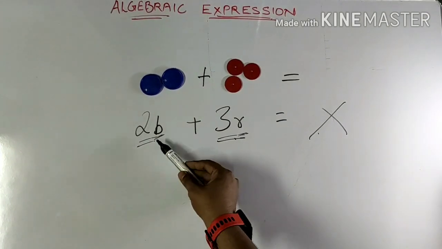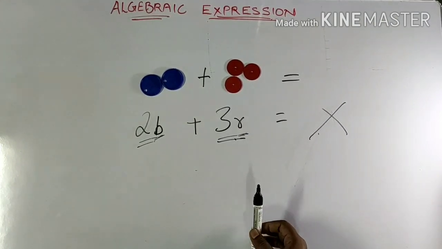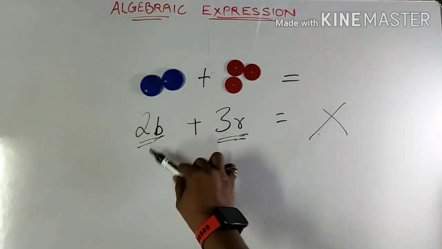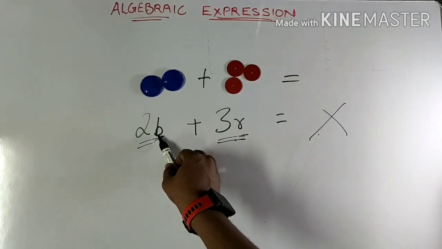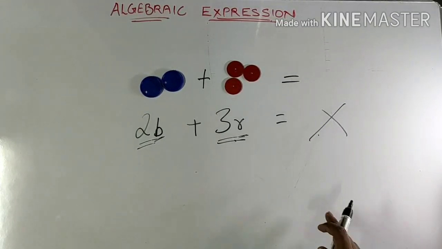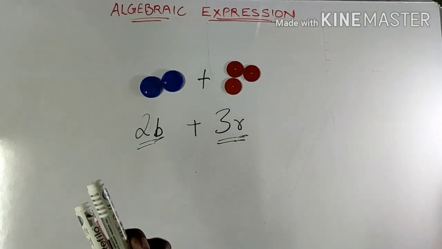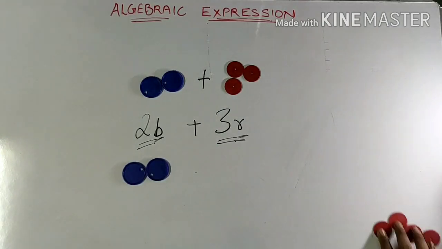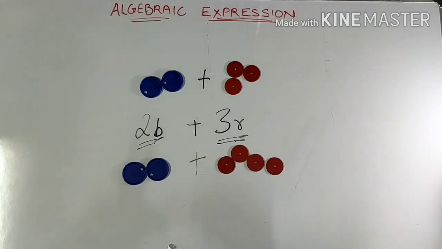So a term can be subtracted or added to another term only when the variables are same. Here they are different, so I cannot add these variables directly until and unless I know the value of these variables. Okay, so now assume that I want to add 2 more blue coins to this and 4 more red coins to this. So now can I add these?